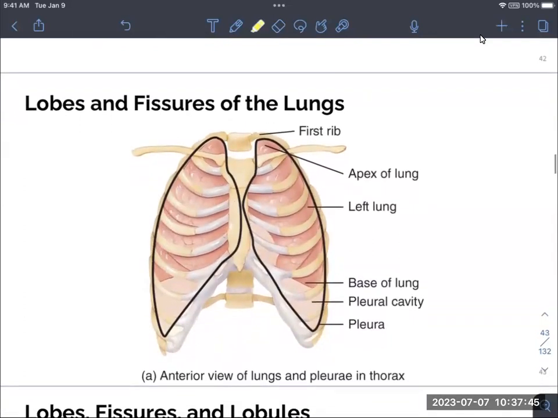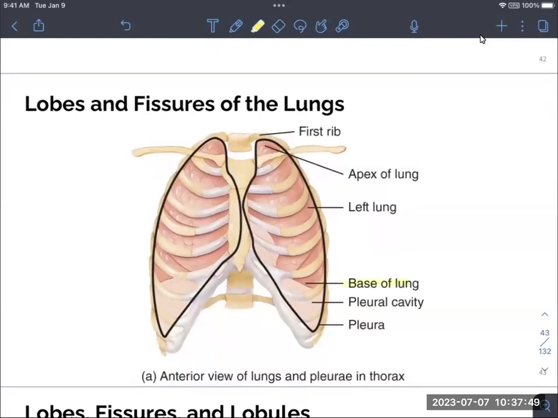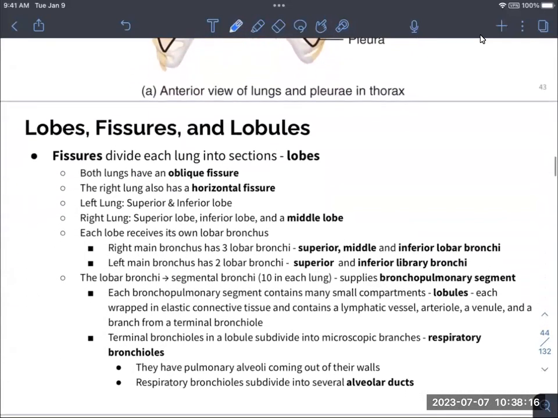So here we can see that left lung versus that right lung. That base of the lung is at the bottom. That apex is at the top. Here's the interesting part that most people don't know. Here's your clavicle. The apex of the lung sits above the clavicle. So you feel where your clavicle is. That top portion of your lung, that apex, sits above that. Most people don't know that.